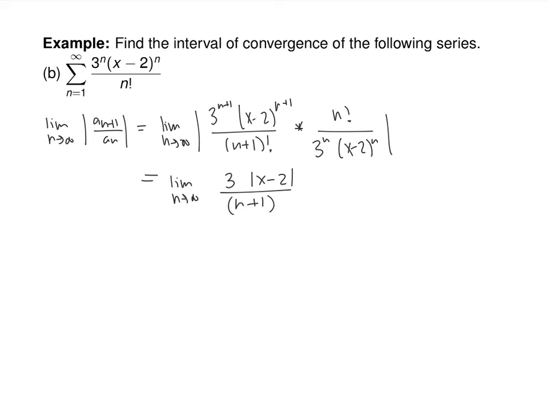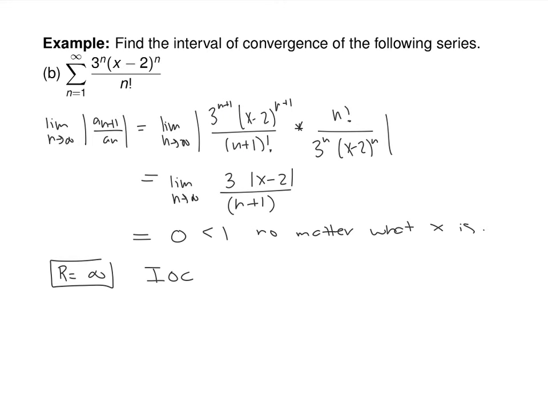And the 3 and x-2 are constants, so we have a constant divided by a big number. That will be 0. And this is less than 1 no matter what x is, which means that this series will converge for any x. That means your radius of convergence is infinite, and your interval of convergence is negative infinity to infinity.